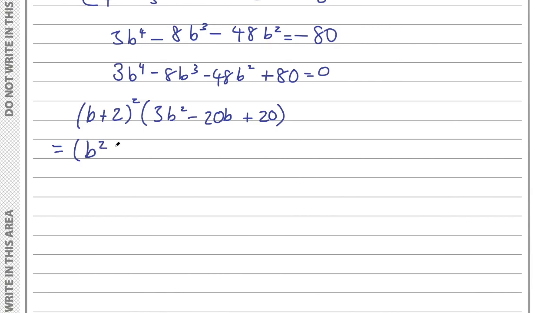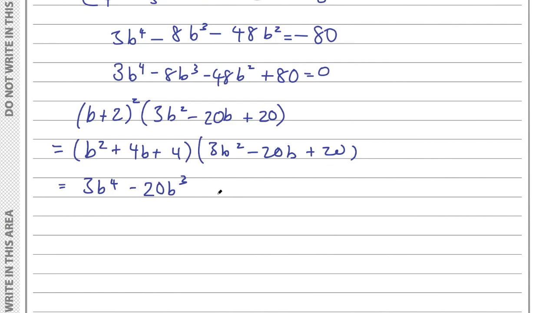We would have firstly (b² + 4b + 4) multiplied by (3b² − 20b + 20), and then b² times 3b² would be 3b⁴, b² times −20b is −20b³, b² times 20 is positive 20b². 4b times 3b² is positive 12b³. 4b times −20b is −80b². 4b times 20 is 80b. 4 times 3b² is 12b². 4 times −20b is −80b, and then 4 times 20 is 80.